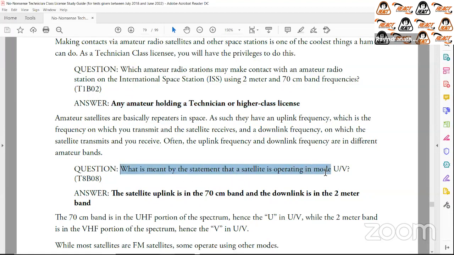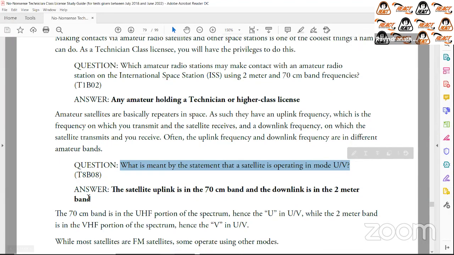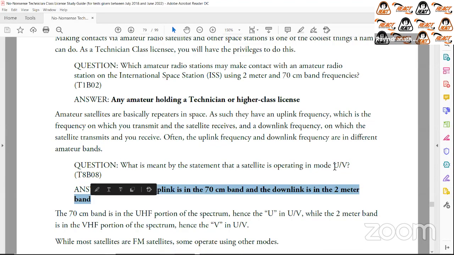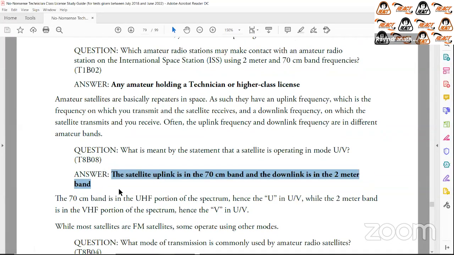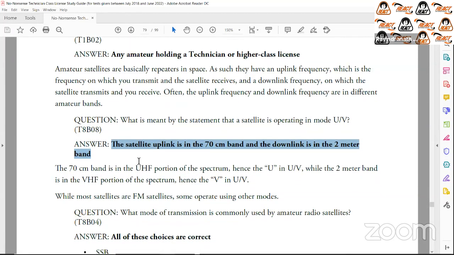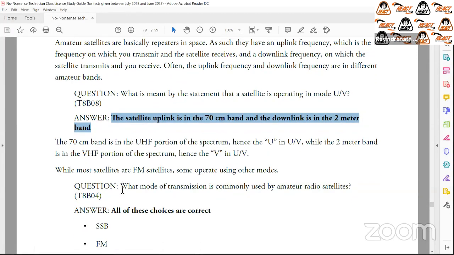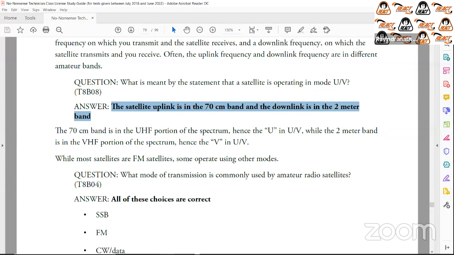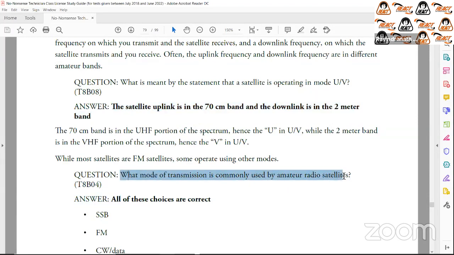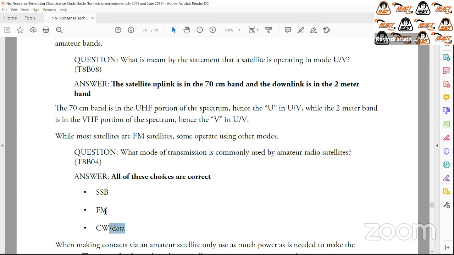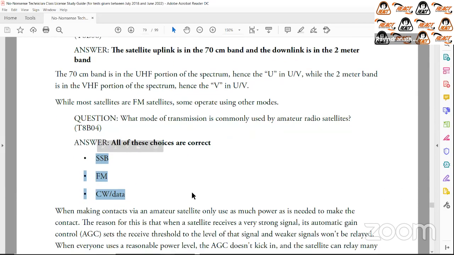What is meant by the statement that a satellite is operating in UV mode? Right, remember the U is UHF, the V is VHF, right? The satellite uplink is in the 70 centimeter band, or UHF, and the downlink is in the 2 meter band, also VHF, yes? See where knowing VHF, UHF, HF, and so on comes in? All right, next question. I'll take a break shortly. What mode of transmission is commonly used by amateur radio satellites? All of these are correct: SSB, FM, CW, data.